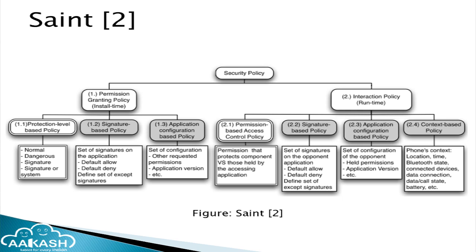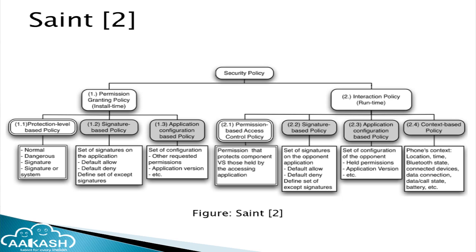Next we'll focus on the runtime policies, which is nothing but the interaction between two applications. The first one is signature based policies, which again considers the digital signature of the two communicating apps. Say one application is communicating with another and you want to restrict the access, so you can define a policy saying that the other application which wants to communicate with the first application should have this signature. Again, in this case also we can consider that if the signature doesn't match, then the application has been modified.